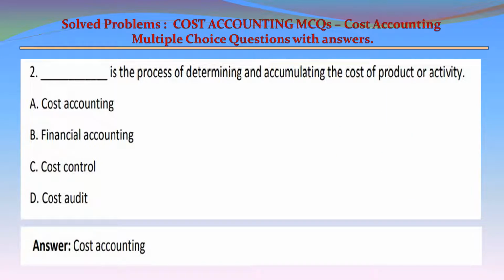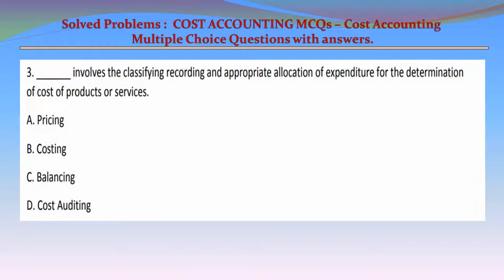Answer A. Cost accounting. 3. Dash involves the classifying, recording and appropriate allocation of expenditure for the determination of cost of products or services. Options A. Pricing. Option B. Costing. Option C. Balancing. Option D. Cost auditing.